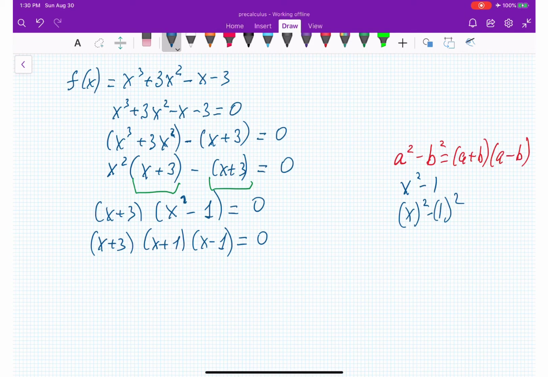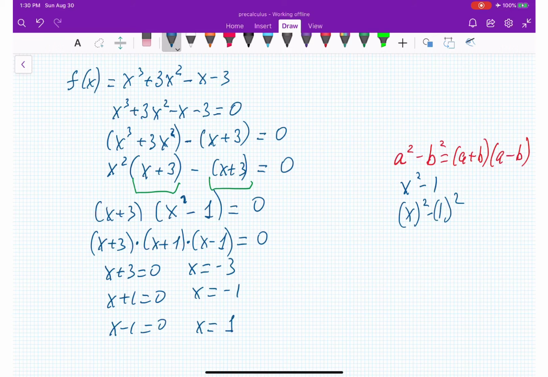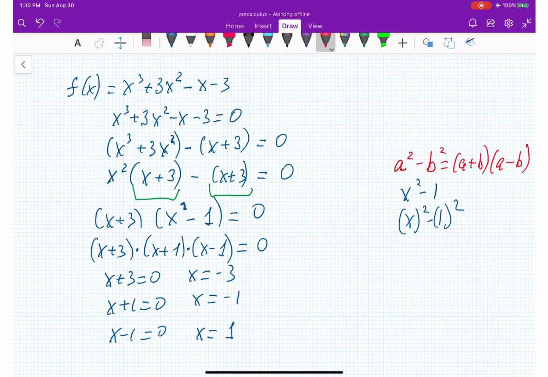Since we have a product that is equal to 0, one of the factors has to be 0 to get the product 0. Well, let's see. If x plus 3 is equal to 0, then x is equal to negative 3. If x plus 1 is equal to 0, then x is equal to negative 1. If x minus 1 is equal to 0, then x is equal to positive 1. Now those we call zeros, or roots, or solutions.